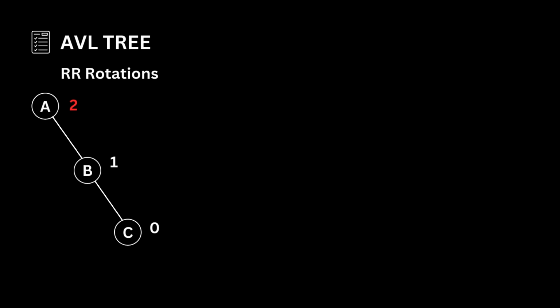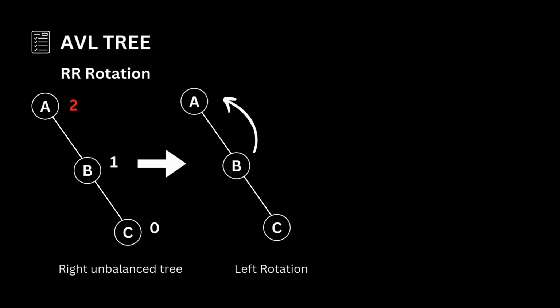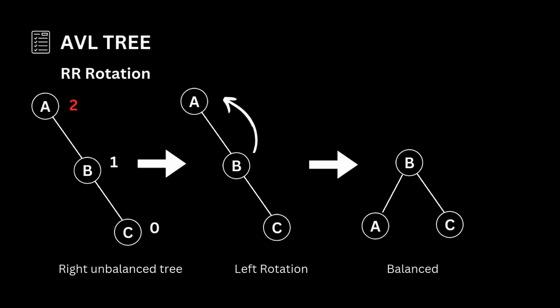RR rotation. When a binary search tree becomes unbalanced due to a node being inserted into the right subtree of the right subtree of node A, an RR rotation is performed. This is a counterclockwise rotation applied to the edge below a node with a balance factor of -2. In the example, you can see node A has a balance factor of -2 because node C was inserted into the right subtree of A's right subtree. To restore balance, we perform RR rotation on the edge below A.